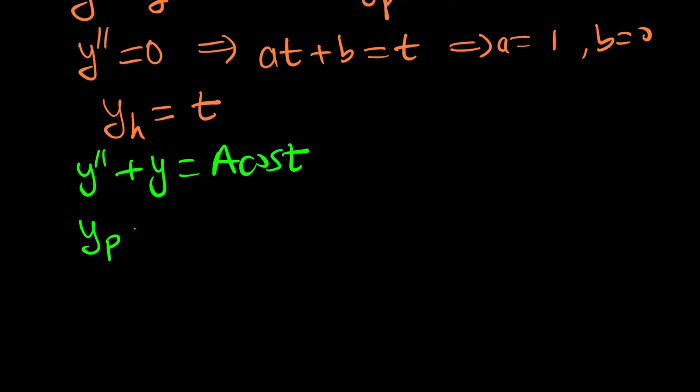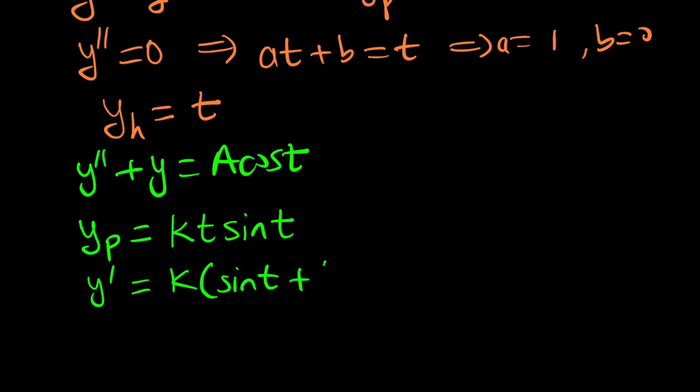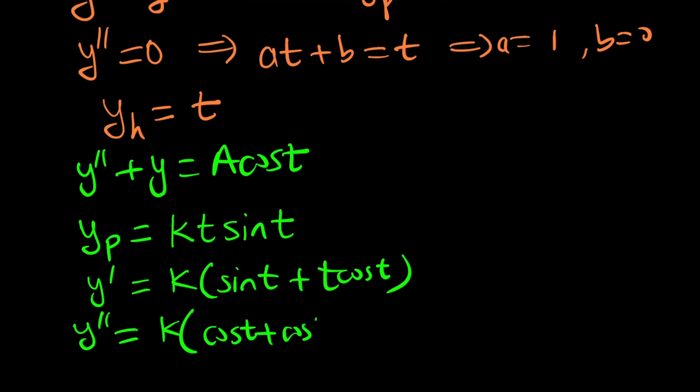For the particular solution for this one, we're going to try something like k t sine t. Okay? Now, why does this work? You'll see in a little bit when we take the derivative. The first derivative is going to give you k times sine t plus t cosine t. And when you differentiate this one more time, you're going to get k times cosine t plus cosine t minus t sine t. Okay, from the product rule, obviously.